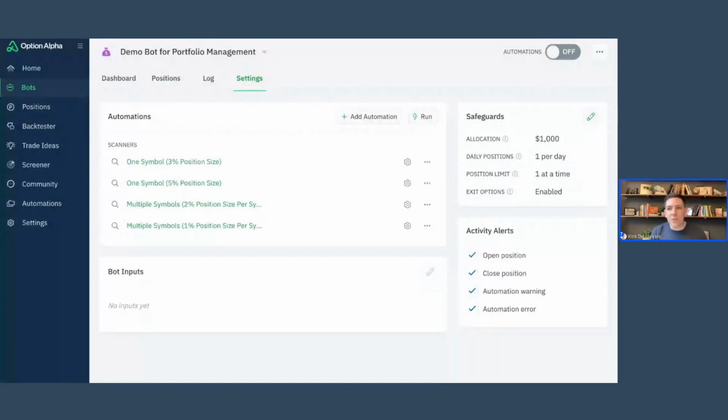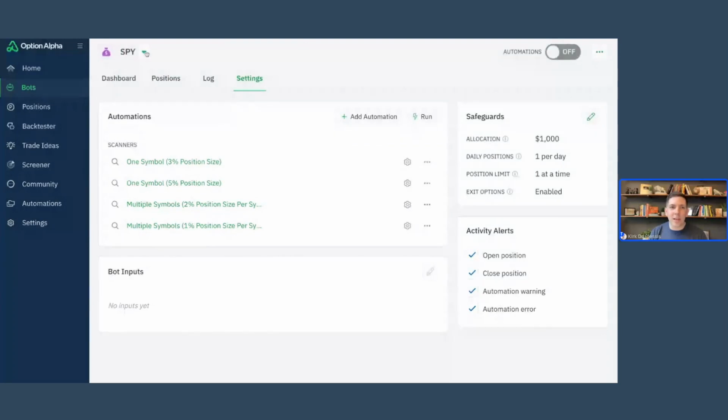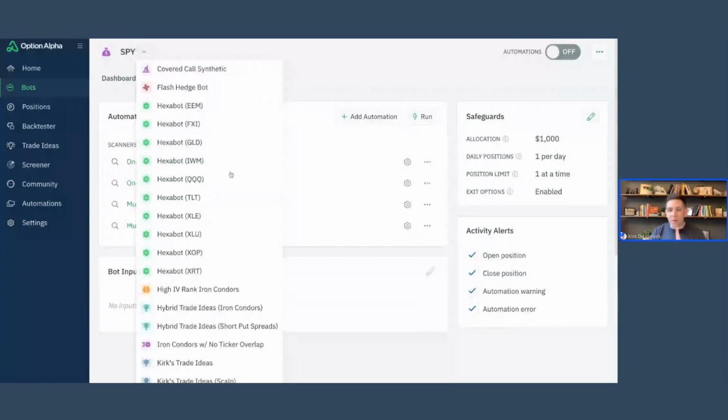Your bots are set up to have these safeguards, like total allocation and daily limits or position limits, et cetera. So what I want to do is go through this slowly so that we all understand it. Let's start with the most basic denomination: you could build a bot that trades one ticker symbol. This is what I do with a lot of hexabots. Notice here's how I do it. You can see my hexabots. Each hexabot is just focused on one symbol. That's one way you can do it. I'll show you multiple ways as we go.